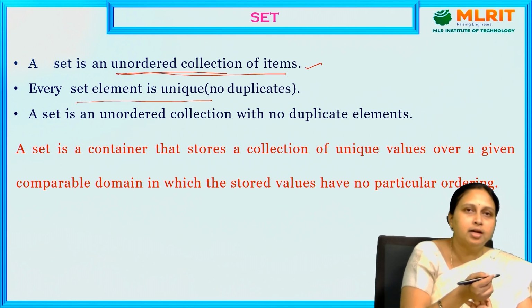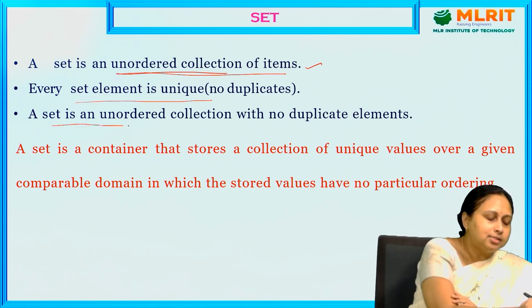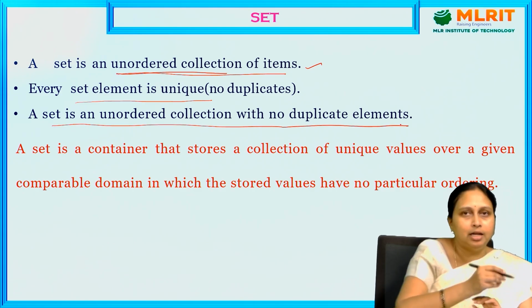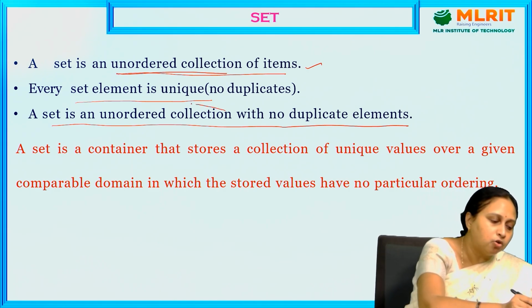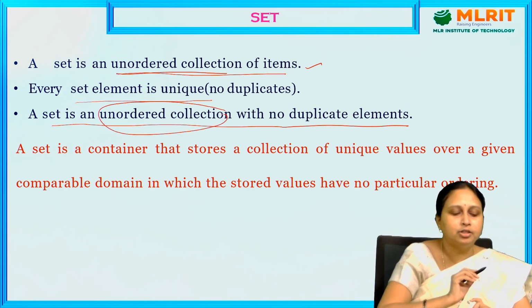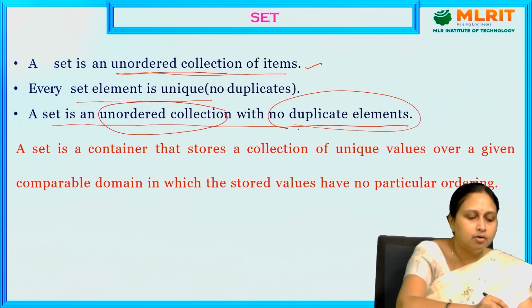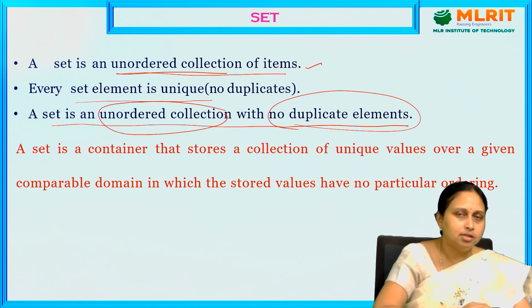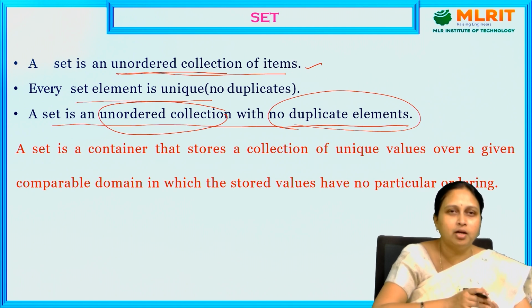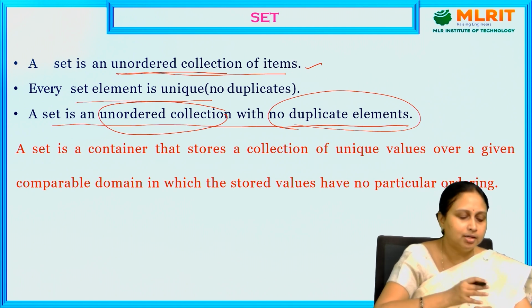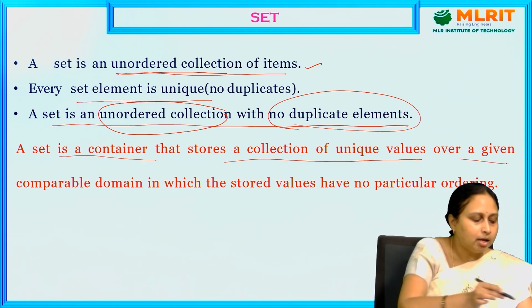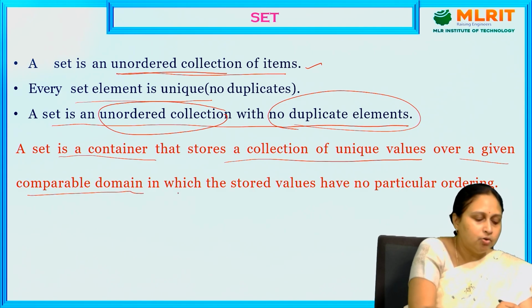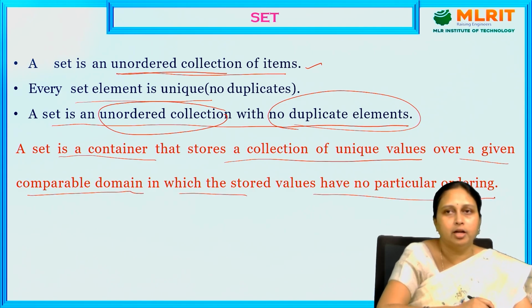In short, we can represent a set as an unordered collection with no duplicate elements. A set is nothing but an unordered collection of elements that should not have any duplicates. And how are we going to store this set, and what is the difference you find between a tuple, list and a set? Let us see. A set is a container that stores a collection of unique values over a comparable domain in which the stored values have no particular ordering.